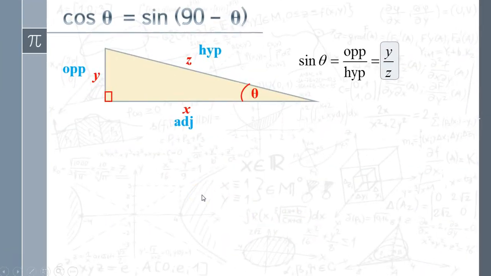Here we go. So there's a right angle triangle looking at theta in the corner here, and we know that sine theta is opposite over hypotenuse. So in this case, that's y over z.